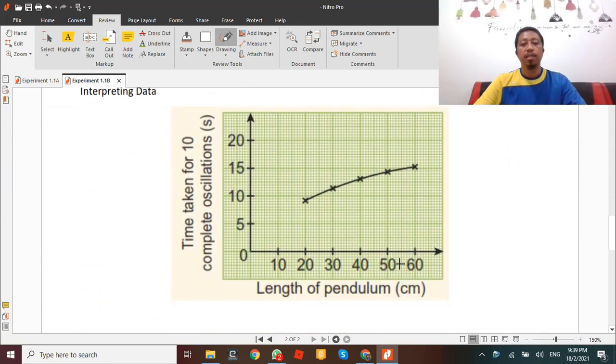Interpreting data. So this is how I draw the graph. I use a line graph where the x-axis is the length of pendulum and the y-axis is the time taken for 10 complete oscillations. So what we can say here from the graph, we can see that if the length of pendulum is longer, then the time taken is also longer.